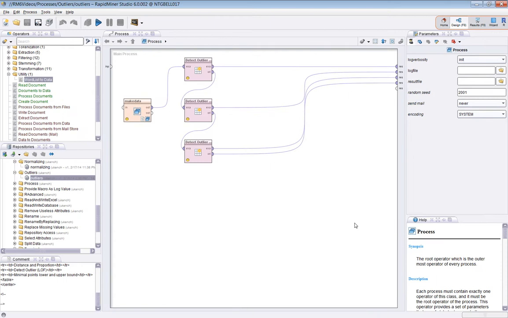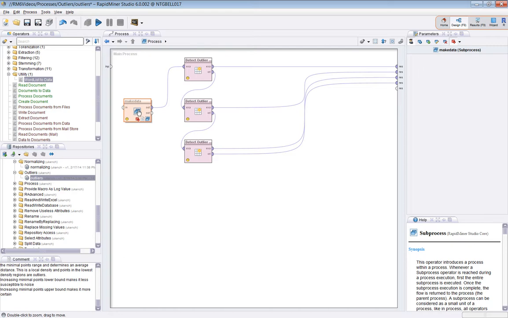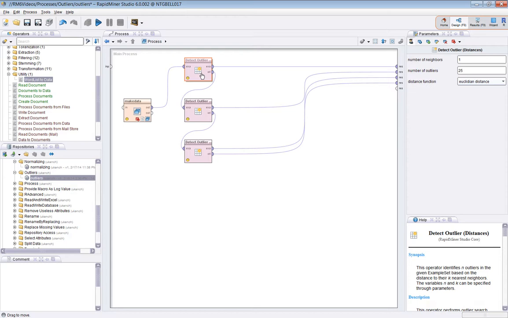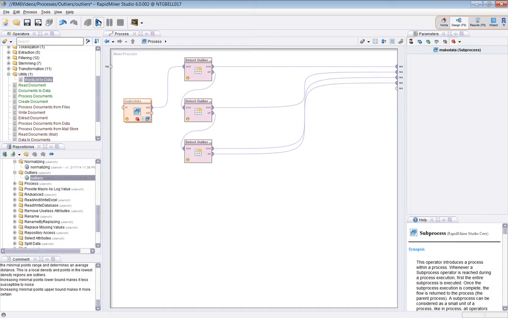So okay, as usual, we have some data. Details don't matter. The data is created here and is passed to each of the detect outlier operators in turn. Detect outlier distances, detect outlier densities, and detect outlier LOF, local outlier factor. Let's quickly look at the data. So it's very simple.